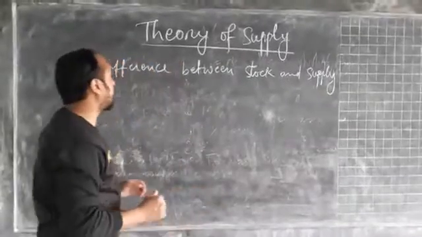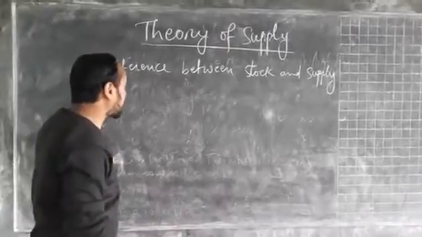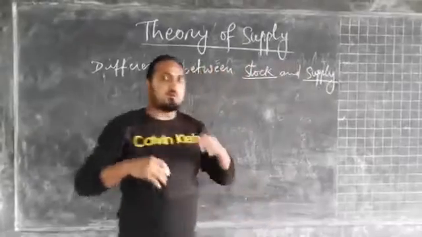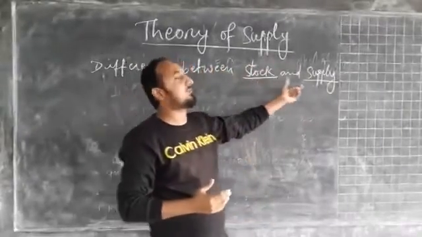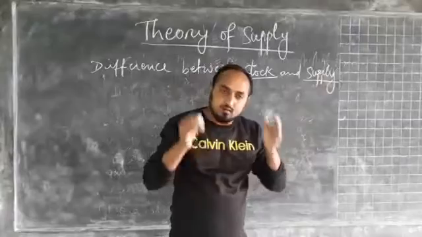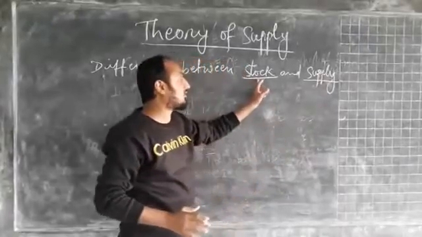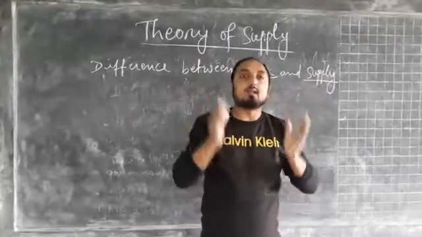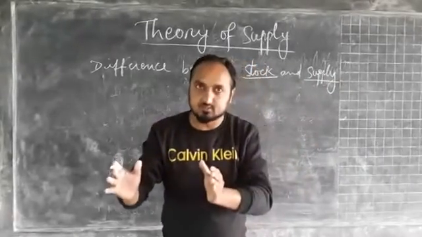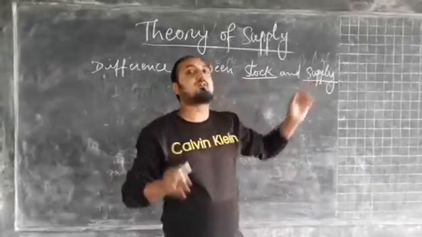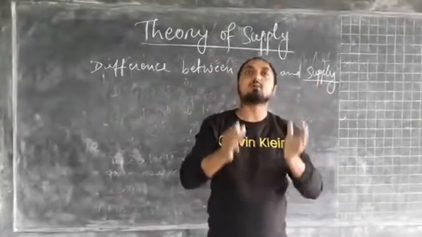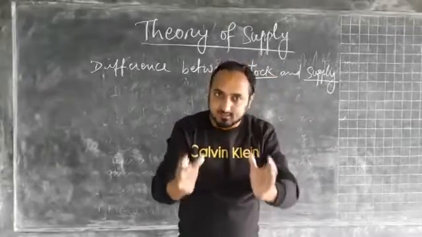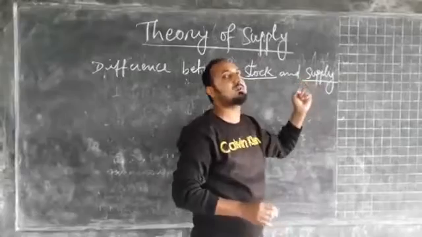The second important thing that you have to understand from this chapter is the difference between stock and supply. So in common sense we feel that this stock and supply of commodity is same, but there is a difference between these two concepts, stock and supply. So stock refers to the total amount of commodity that is available with the producers, and supply refers to the part of that stock whatever the producers are willing to bring in the market for a sale, then that concept is known as supply.